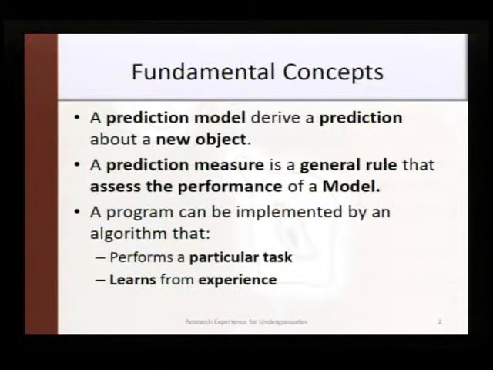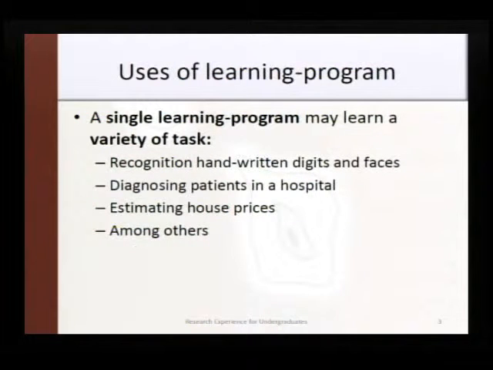But what is a prediction measure? It is a general rule that can assess the performance of a model. Also, a program can be implemented by an algorithm that can perform a particular task or can learn from experience. A program that can learn from experience can do a variety of tasks like recognition of handwriting, digits and faces, diagnosis of patients in a hospital, estimating house prices, among others.